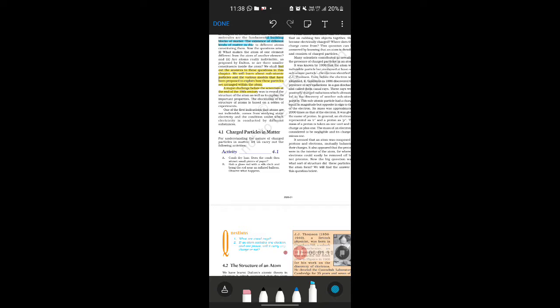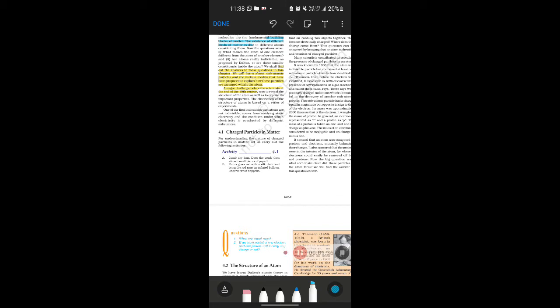So, now the question arises, what makes the atom of one element different from the atom of another element? Are atoms really indivisible, that means can we cut them or not, as proposed by Dalton, or are there smaller constituents inside the atom? We shall find out the answers to these questions in this chapter.